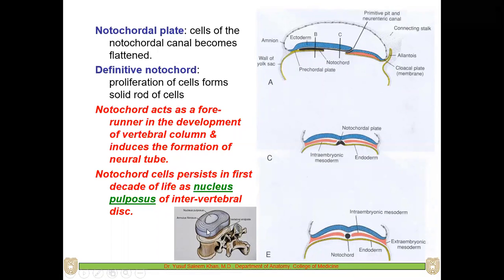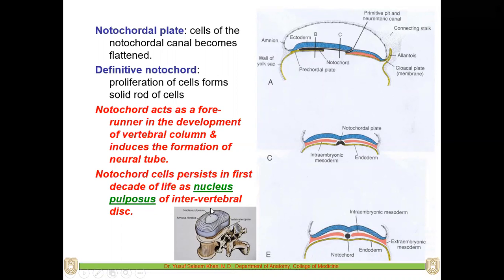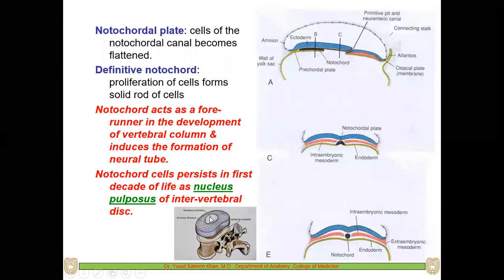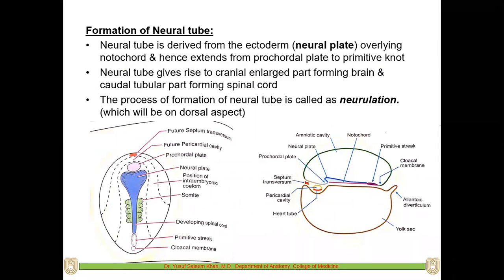If you see, this is the intervertebral disc. Between the vertebrae, there are spaces which are filled with a structure called the intervertebral disc. The intervertebral disc is made up of the central part called the nucleus pulposus, and outside we have the annulus fibrosus. So the notochord will remain as a remnant. It will totally disappear except a small remnant which will form the nucleus pulposus in the first decade of life. Later it calcifies and forms a much stronger structure.